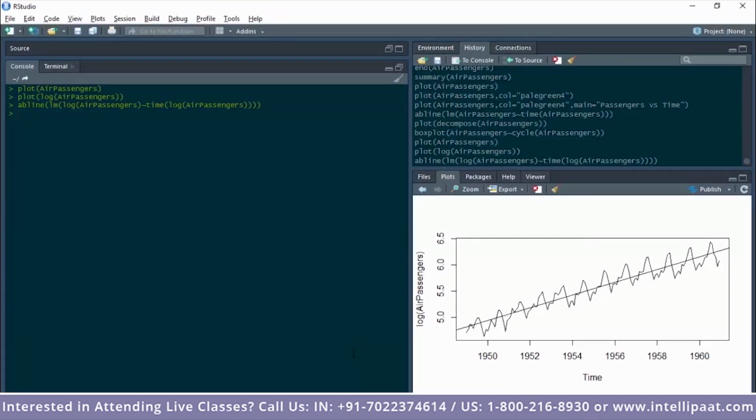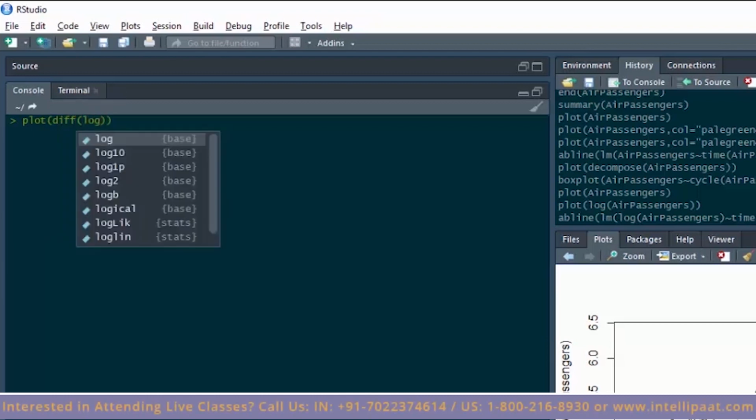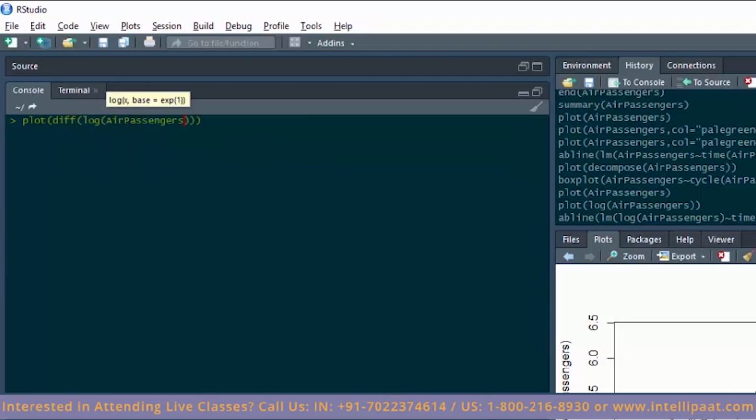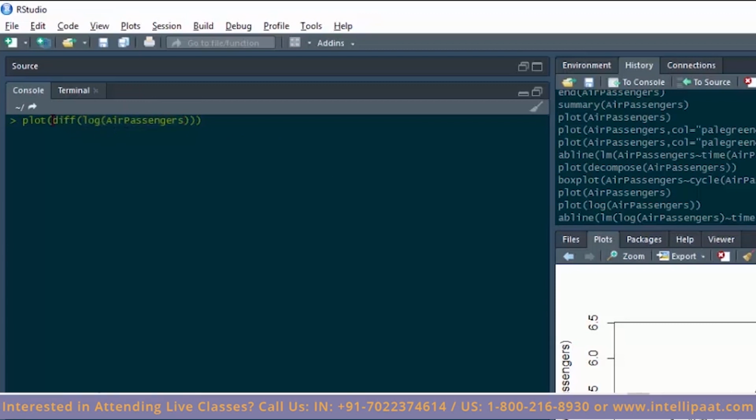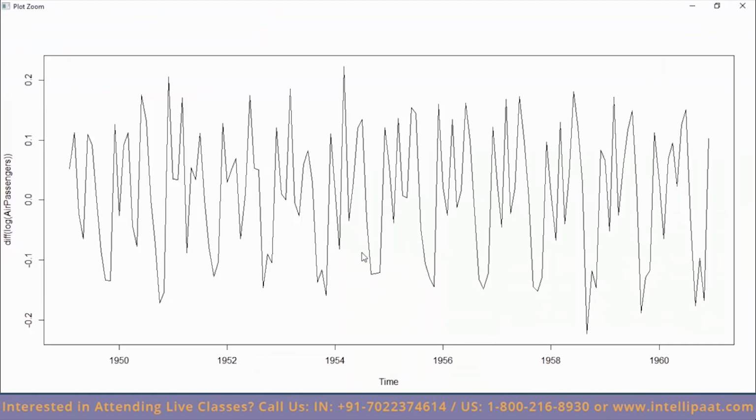Okay. So now we'll also go ahead and make the mean constant. And to make the mean constant, we have to use the differentiation function. So let's do that. It'll be plot of diff of log of air passengers, right? So log of air passengers gives us a trend line where variance is equal, and applying the differentiation function on top of this gives us a trend line where the mean is also constant, right? So guys, this is the graph where the mean is constant and the variance is equal.